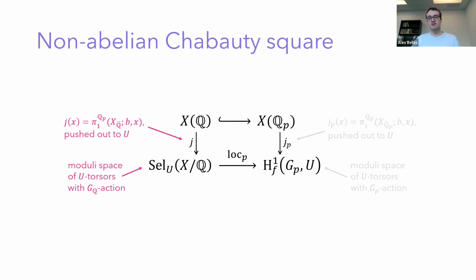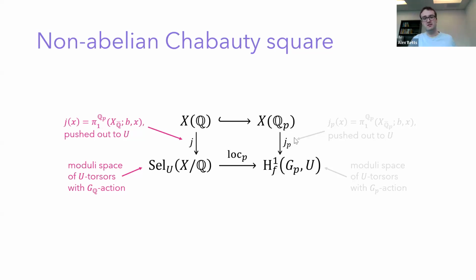So this lower left-hand corner is somehow things which look like the sets of paths between two rational points in a curve with its global Galois action. And indeed, this map J here, the global non-abelian Kummer map, is exactly taking a rational point X to the torsor of paths.